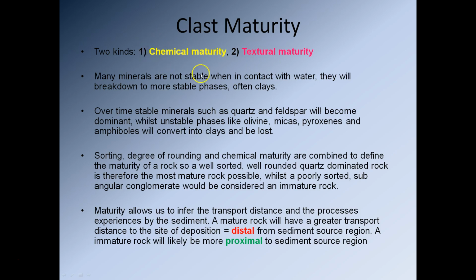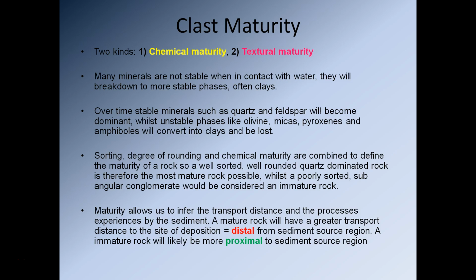There is, however, another type of maturity, and that's chemical maturity. So many minerals are not stable when they come in contact with water, and they'll begin to break down, often forming clay minerals. A classic example is the mineral olivine. It doesn't like being in contact with water. It will react with the water and it will form clay minerals.